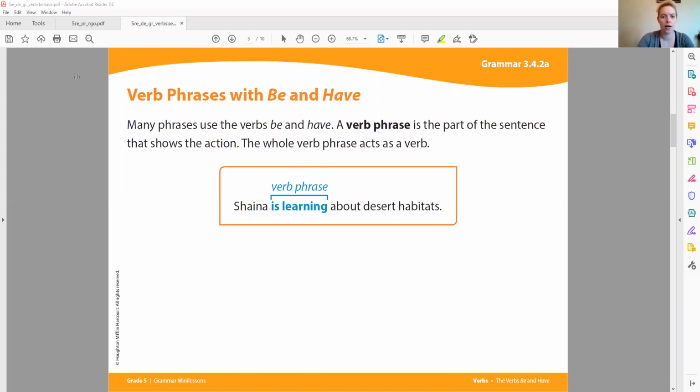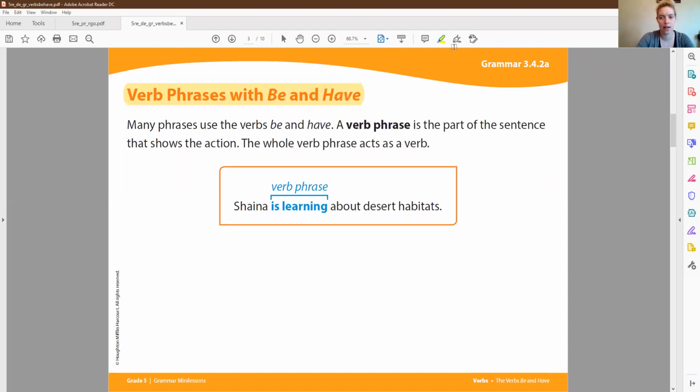At the top of your notes, you can put verb phrases with be and have, and then go ahead and put a verb phrase is the part of the sentence that shows the action. The whole verb phrase acts as a verb, okay? And then when you guys copy that down, we'll do an example. So again, the verb phrase is a part of the sentence that is showing the action. Instead of it just being a single verb, it's an actual phrase.